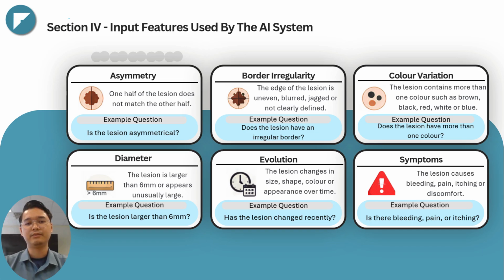I will explain the input features used by the AI system. First is asymmetry, where one half of the lesion does not match the other half. Second, border irregularity, meaning the edge is uneven, blurred, jagged, or not clearly defined. Third, color variation, where the lesion contains more than one color such as brown, black, red, white, or blue. Fourth, diameter, when the lesion is larger than 6 mm or appears unusually large. Fifth, evolution, meaning the lesion changes in size, shape, color, or appearance over time. Sixth, symptoms, when the lesion causes bleeding, pain, itching, or discomfort.